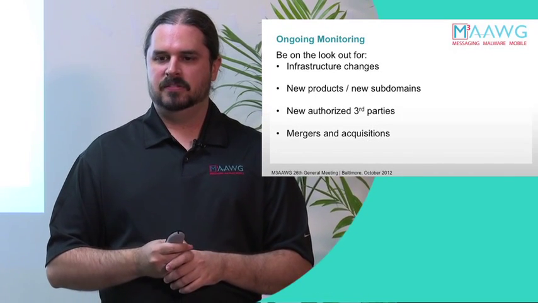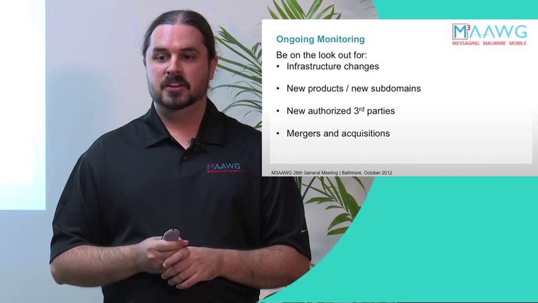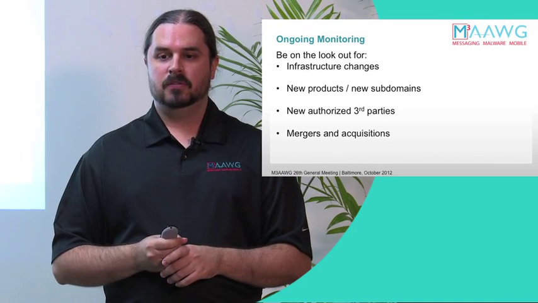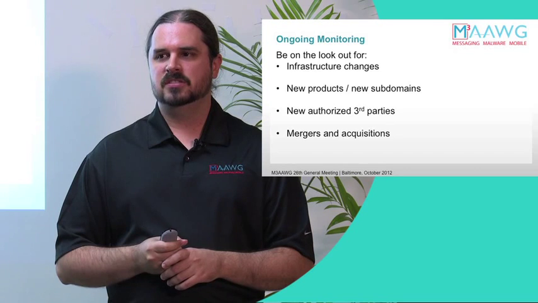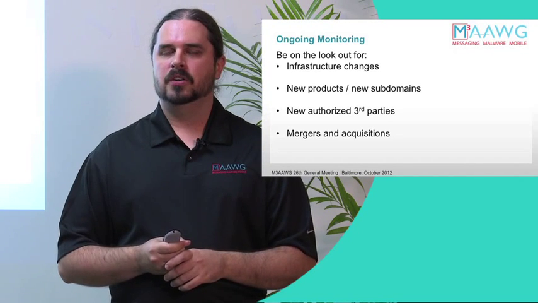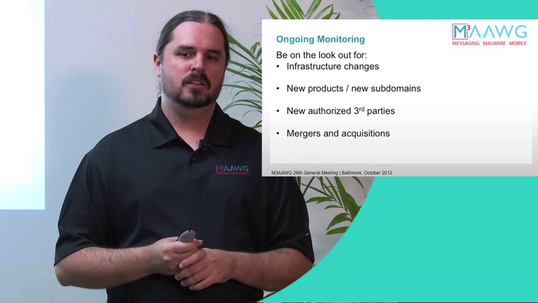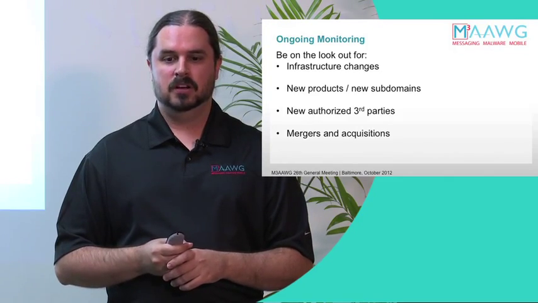So you should be on the lookout for, as I said before, any infrastructure changes in your organization, any new products or new subdomains that people may be deploying, any new authorized third parties, things like mergers and acquisitions, anything that is going to change your infrastructure or where your mail comes from. If you can get ahead of those things and handle them proactively, then you should not experience any undue delivery issues due to DMARC.